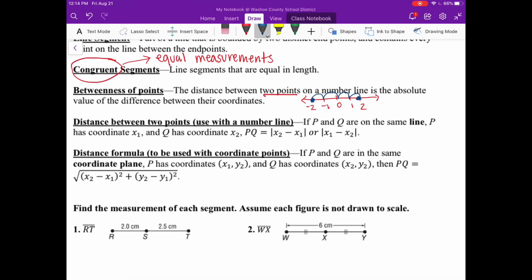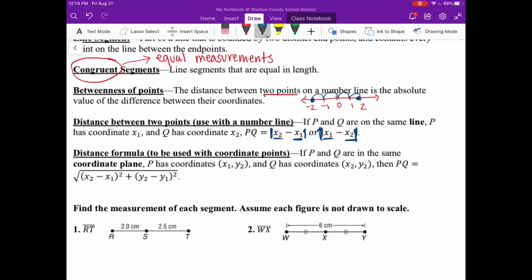Okay, then we have distance between 2 points using the number line. Very similar to the one I just showed you, you are going to take the absolute value. So that's why you see these absolute value bars here. Okay, and you can go positive number minus negative number. It doesn't matter if you do x2 minus x1 or x1 minus x2, because you have that absolute value, we're going to get the same answer.